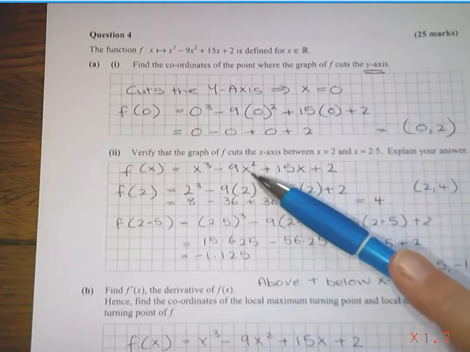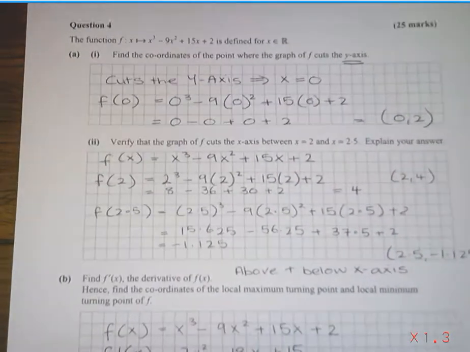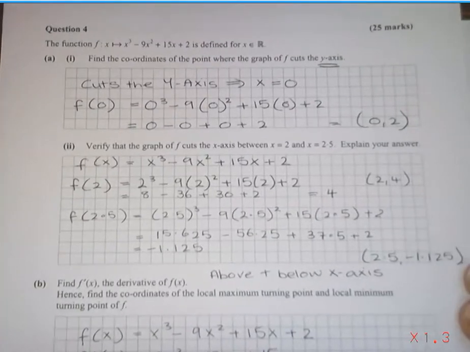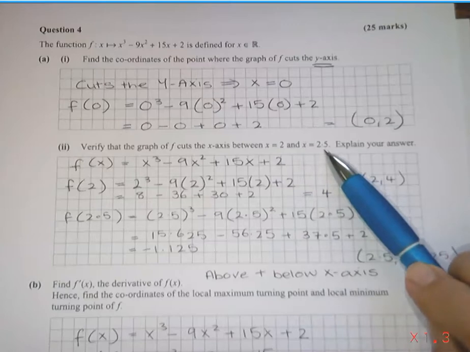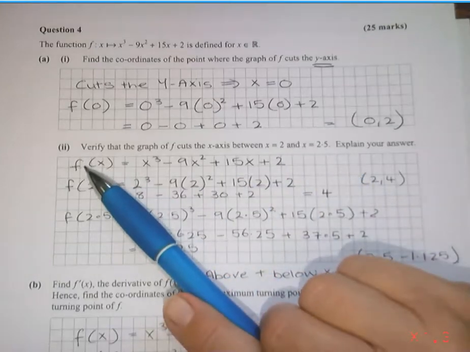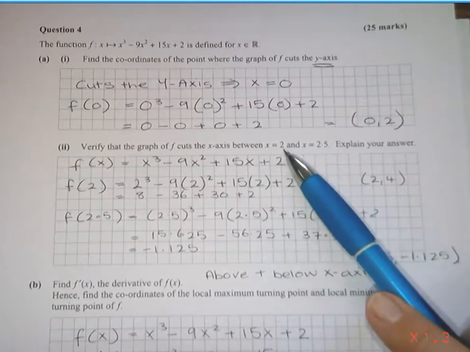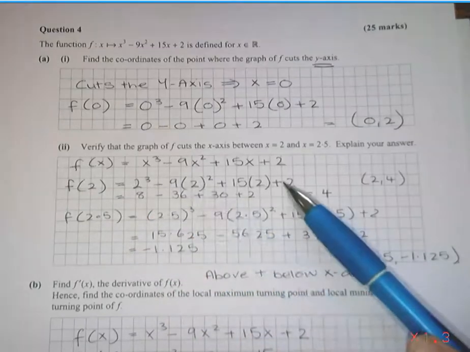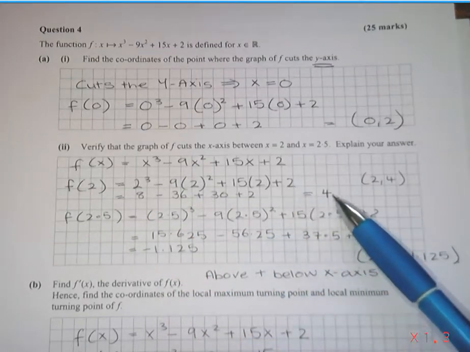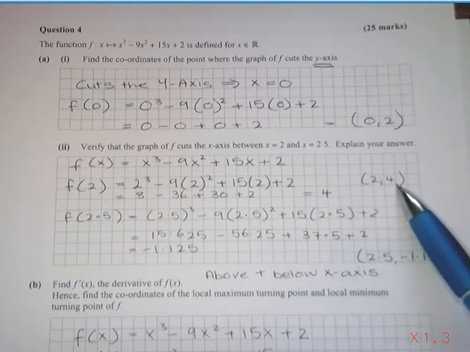Part 2, it says verify that the graph cuts the x-axis between x is 2 and x is equal to 2.5 and explain your answer. So your function was f of x. At x is 2, we are getting f of 2. So you plug it all in the exact same way as you're doing above and you get the answer 4. Right? So basically at x is equal to 2, you would have a 0.24.